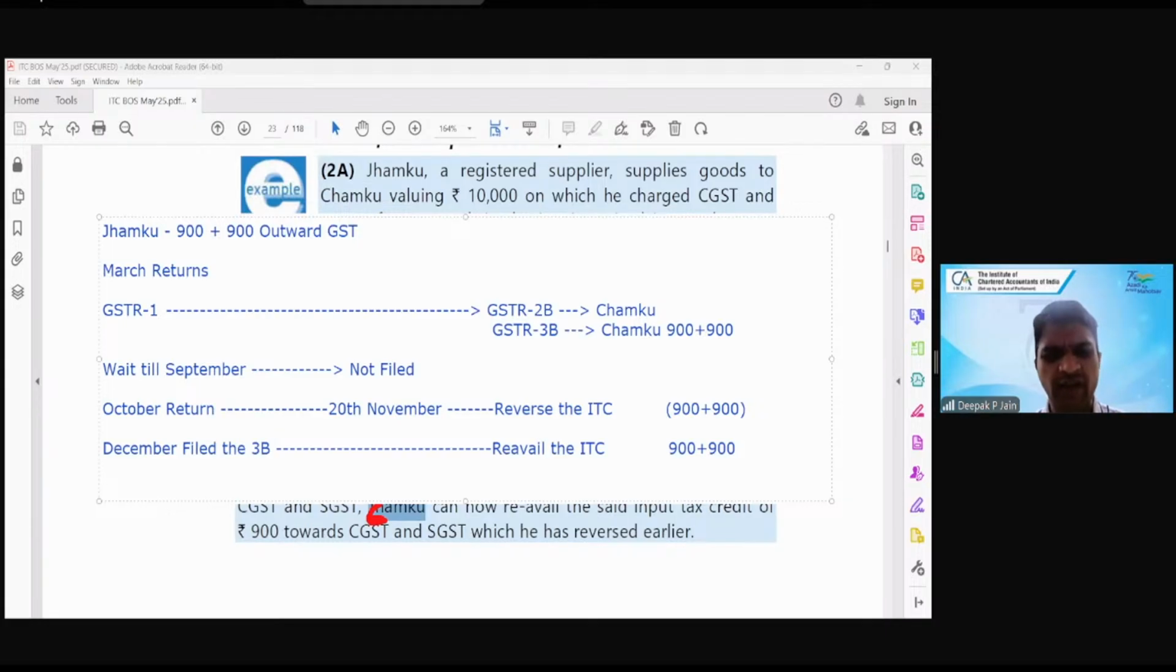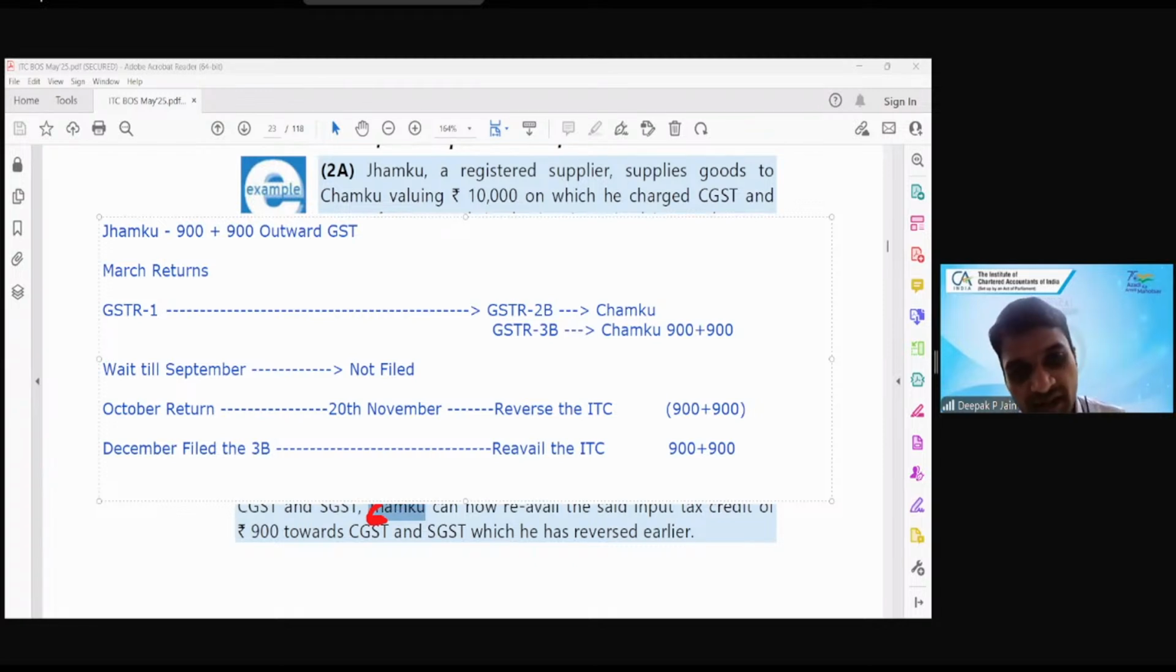After 14th to 20th, we cannot see 2B. We can see it, but it will be old information, it will not be updated. If we want the updated thing, because every month returns are filed, so from 14th to 20th, it will be the same GSTR 2B, which we will see as it was on the 14th. It will remain the same.